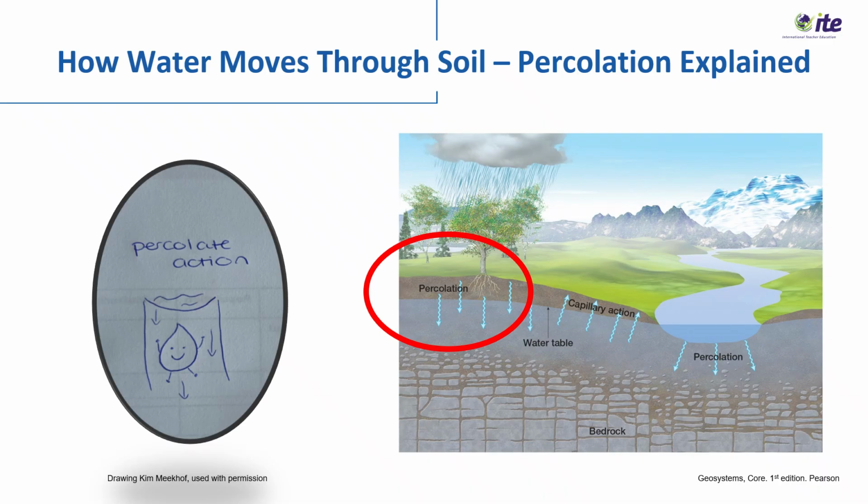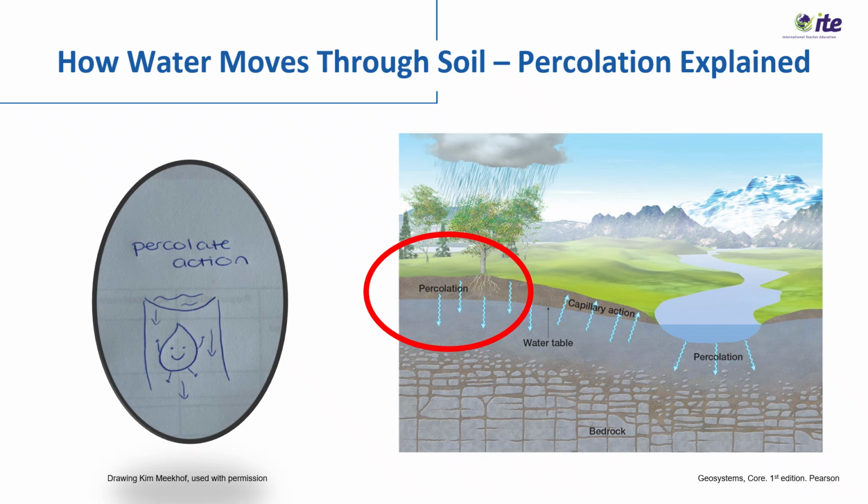As it moves, it carries dissolved nutrients and minerals deeper into the ground, reaching underground layers such as the water table or aquifers. The rate of percolation depends on factors like soil type, texture, and the amount of organic matter present. For example, sandy soils allow water to percolate quickly, while clay soils slow the process because their particles are tightly packed. Understanding percolation is important for many reasons.